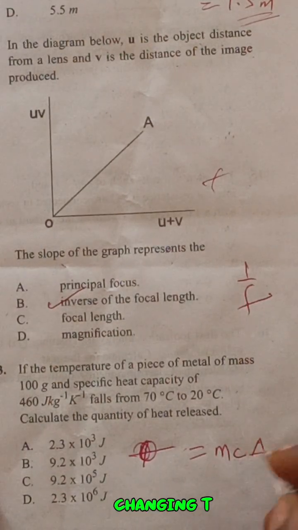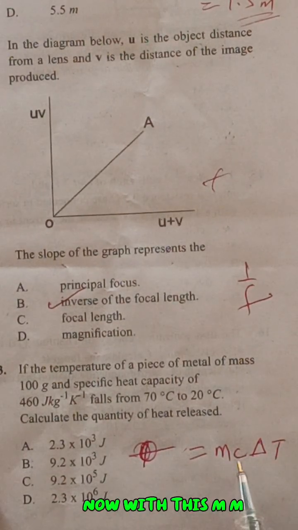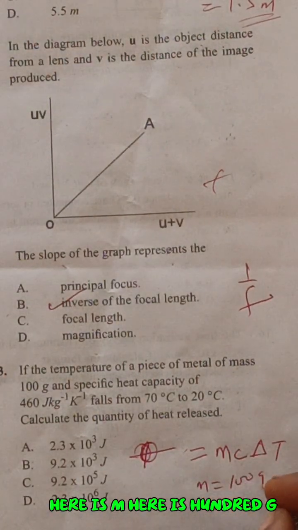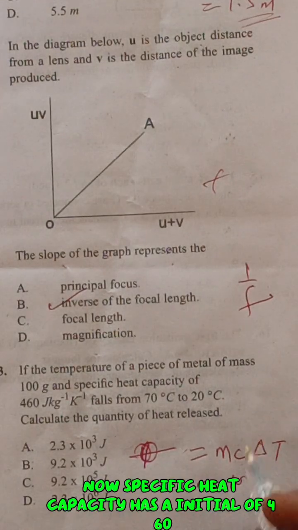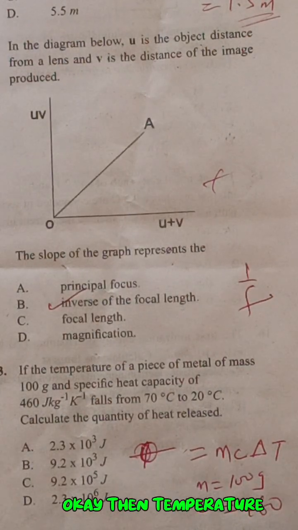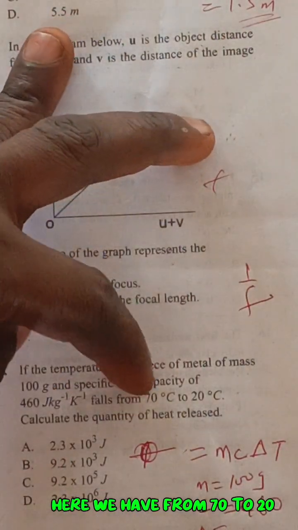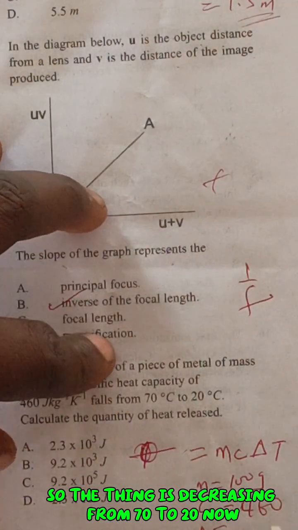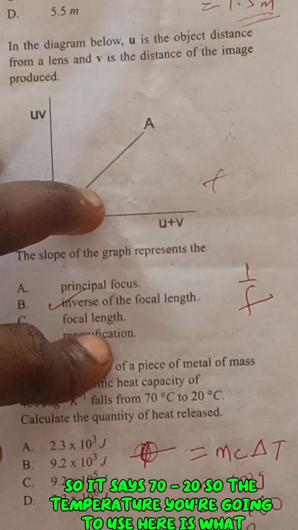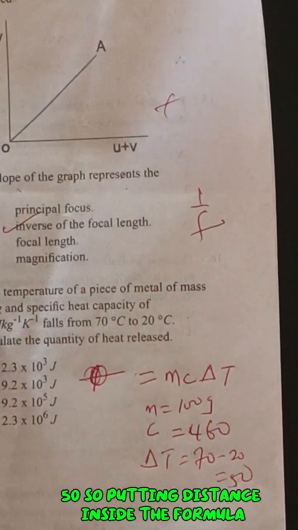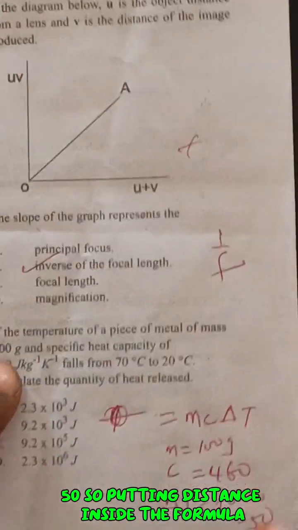will give me mc change in T. Now with this, m here is 100 gram. The specific heat capacity is 460. Then the change in temperature: we are given two temperatures, from 70 to 20. The temperature is decreasing from 70 to 20, so it is 70 minus 20. The temperature we are going to use here is 50.